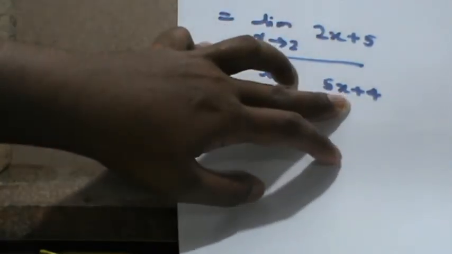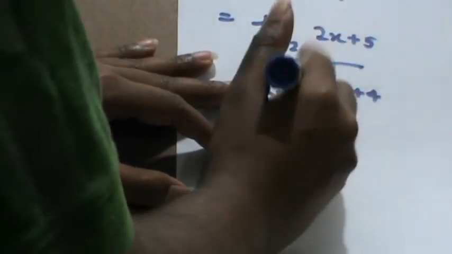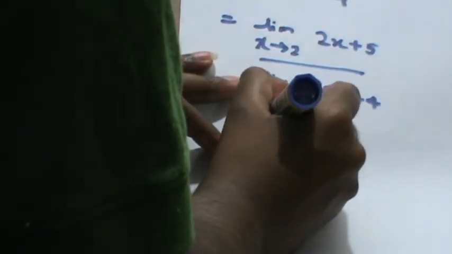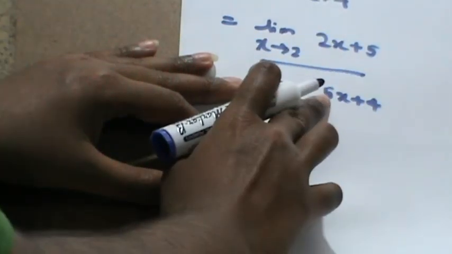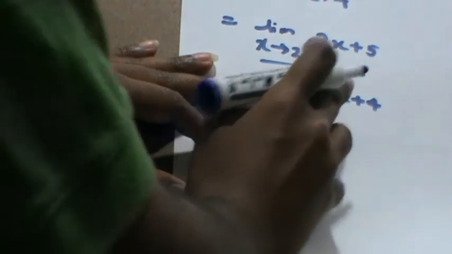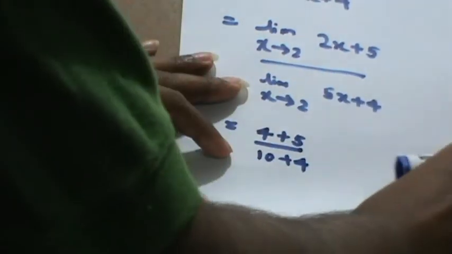So 2 times 2 is 4, 4 plus 5 is 9 here. And in the denominator, 2 times 5 is 10, so this will be 10 plus 4. So 4 plus 5 is 9 and 10 plus 4 is 14. So this will be equal to 9 by 14. That's just another simple example in which we have to find the limit of a quotient.